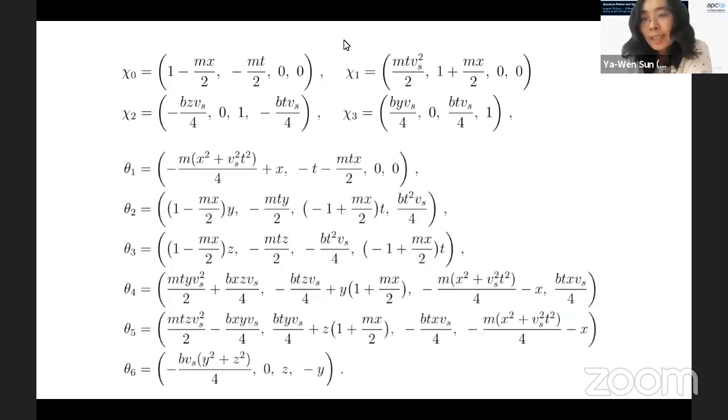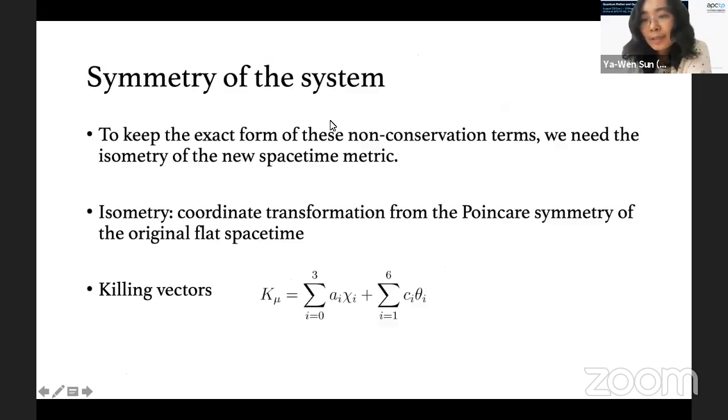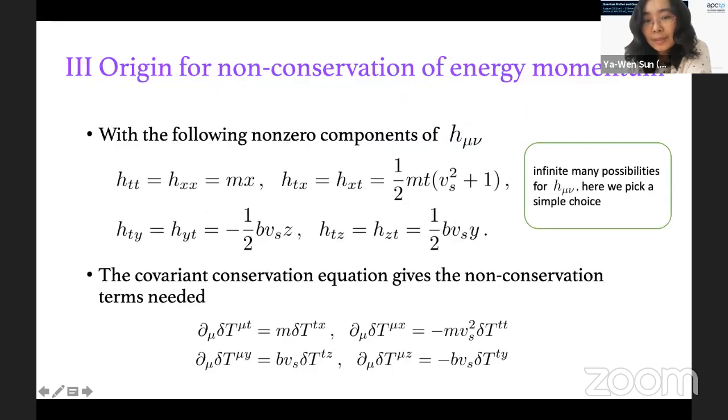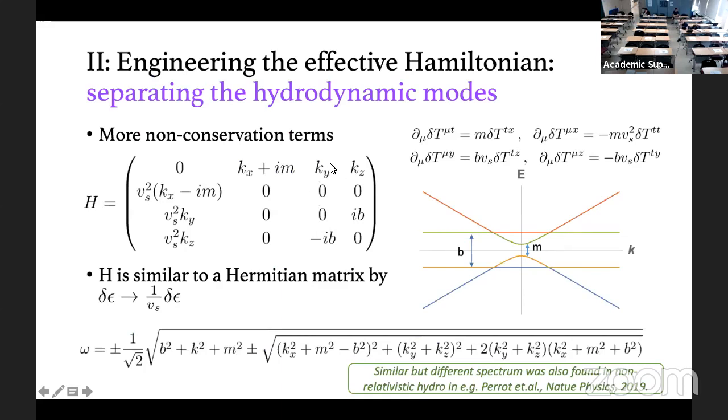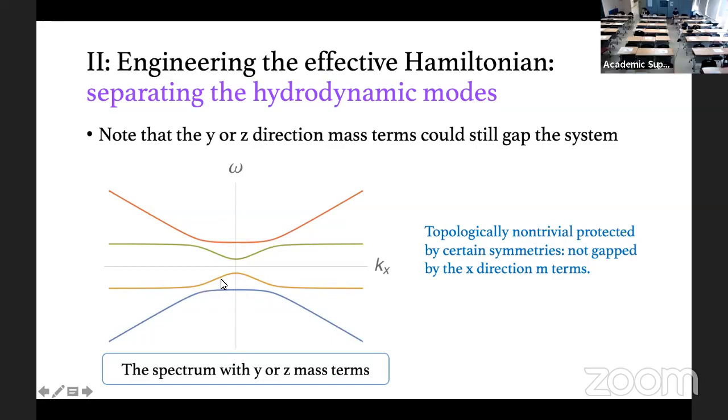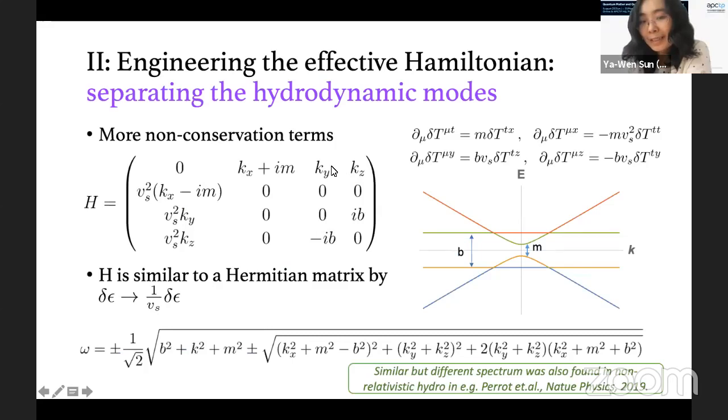So it's like these two symmetries would forbid the mass term here and here in the y and z directions. Because if we have an m here and an m here, the spectrum will look like this. So it will become topologically trivial. So we need to forbid the m here, and to forbid the m here, we have to impose a symmetry. With this symmetry, this term does not arise. It's like this. So we say that these are symmetry protected topologically non-trivial states.